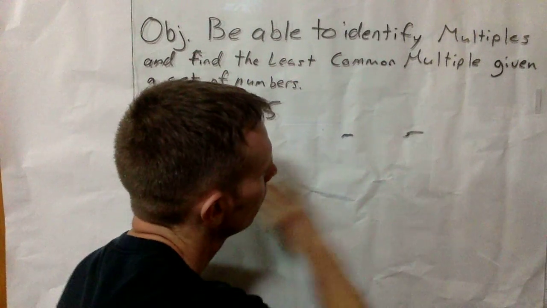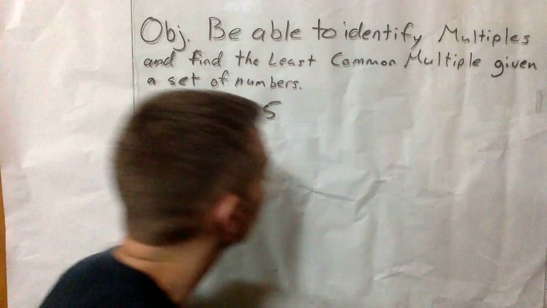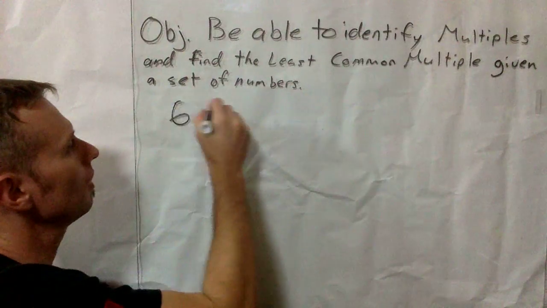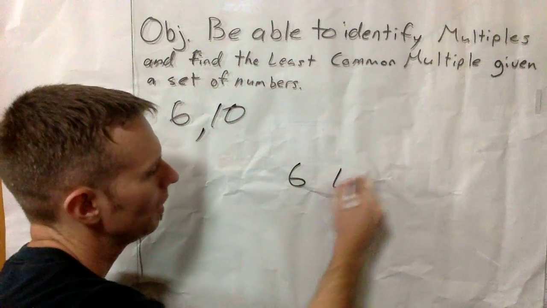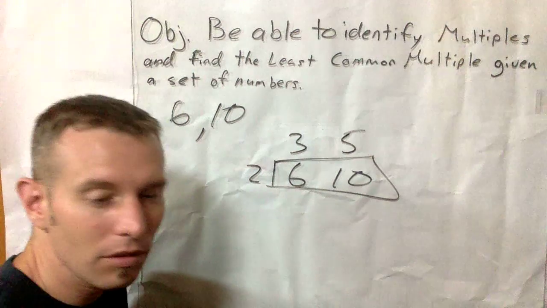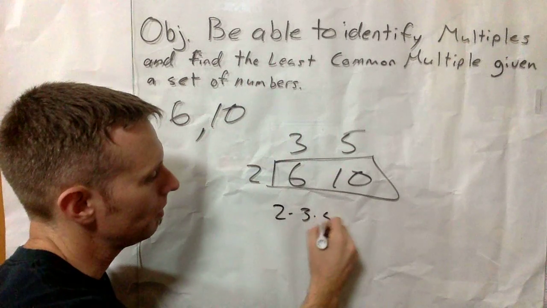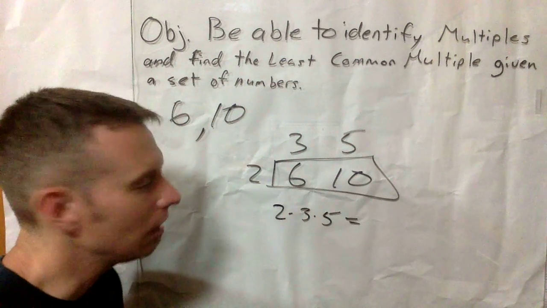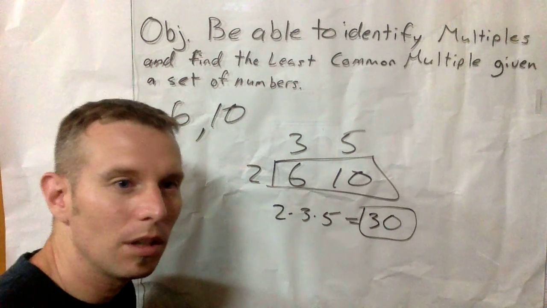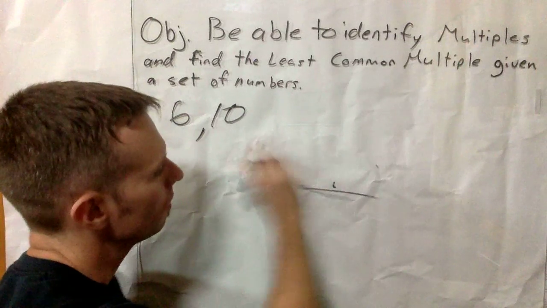All right. Let me do a few more using the cake method here. Let's say we have the numbers 6 and 10. Well, I do my cake, 6 and 10, pull out a 2, I'm left with 3 and 5. So to find the least common multiple, I just simply multiply these numbers, 2 times 3 times 5, and we find out that the least common multiple of 6 and 10 is 30. And you could double check that with the other methods that I just went over if you wanted to. Okay, let's do a few more.